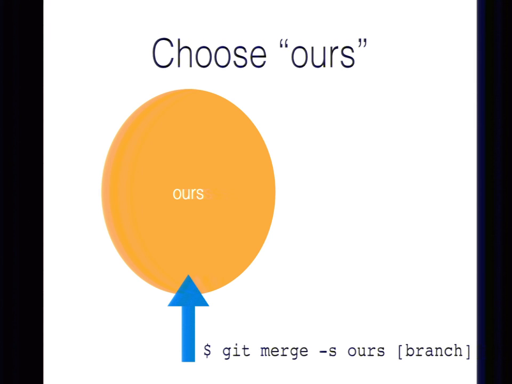That's going to do it across the entire merge branch, though. So if you want to be a little bit more granular and pick and choose which things you want to keep, you'll want to use the merge tool as part of the merge process instead.